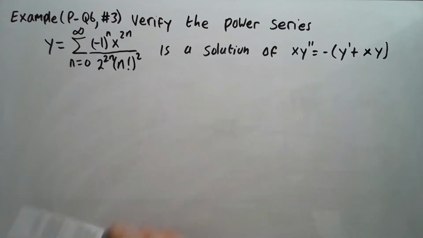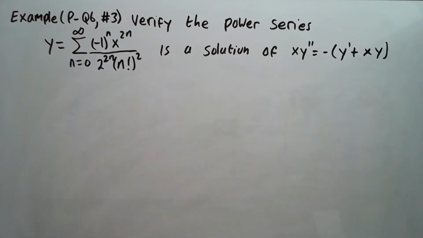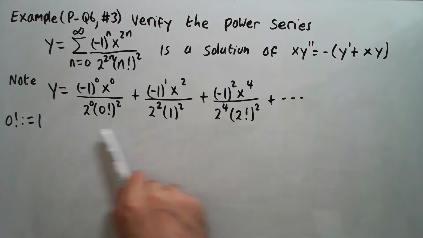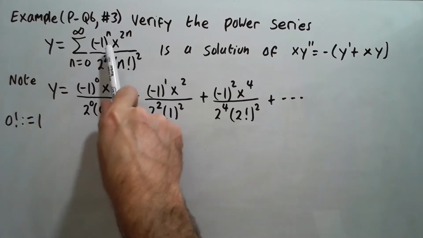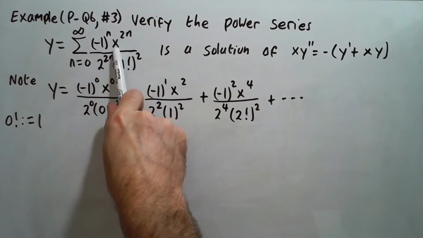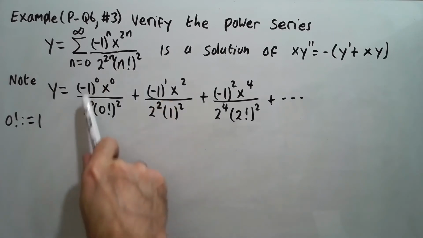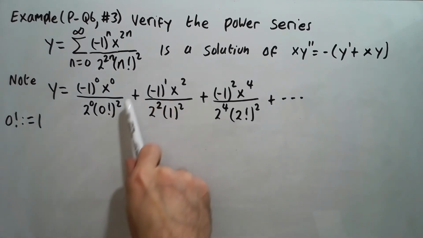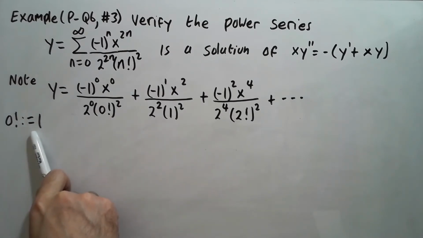Okay, so let me write out a few terms of this series. I want to write out the first couple of terms here. When I put 0 in place of n, that'd be the first term. So it'd be negative 1 to the 0, x to the 0, 2 to the 0, 0 factorial squared. That'd be when n is 0. And note here that 0 factorial is 1.